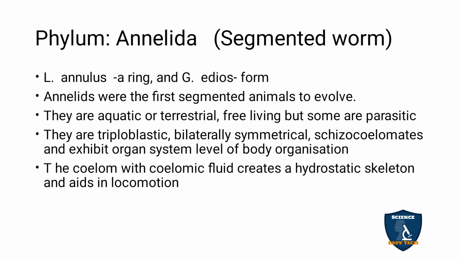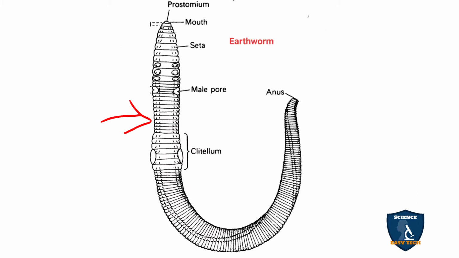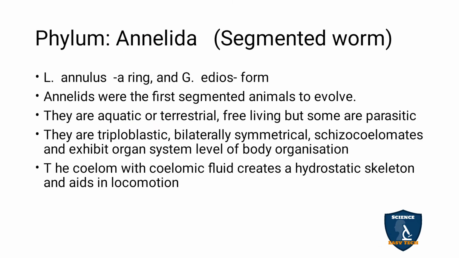In Latin, Annelida comes from annulus, which means ring, and idios, which means form. So, ring forms, that means the Annelida possesses segments in the form of rings. You can see here, in the form of rings it appears. So, Annelida, segmented worms.